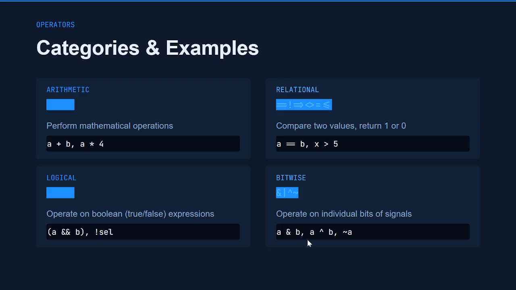So this is how the bitwise operators will work. A and b means it will operate the AND operator. This is for the XOR operator, and this is for the NOT operator. That is how it works.